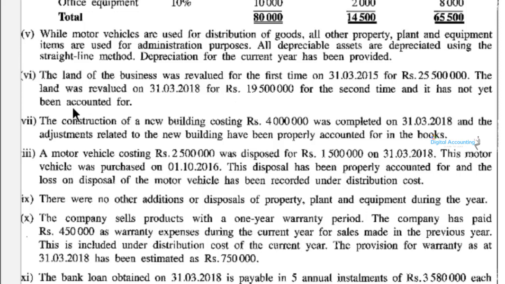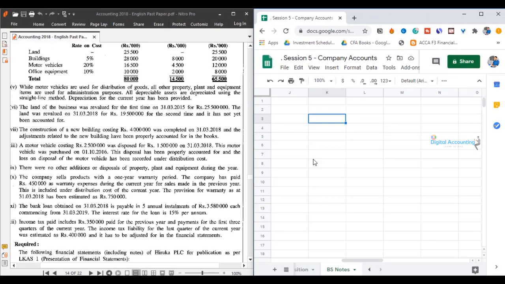So move on to additional information 6. The land of the business was revalued for the first time on 31st March 2015 for rupees 25.5 million. The land was revalued on 31st March 2018 for rupees 19.5 million for the second time, and it has not yet been accounted for. You must remember the flowchart that I shared with you in the previous session. First start to draft the journal entries from the asset account. So we can work on the PPE note. First we need to find the cost of the land as at 31st March 2018.